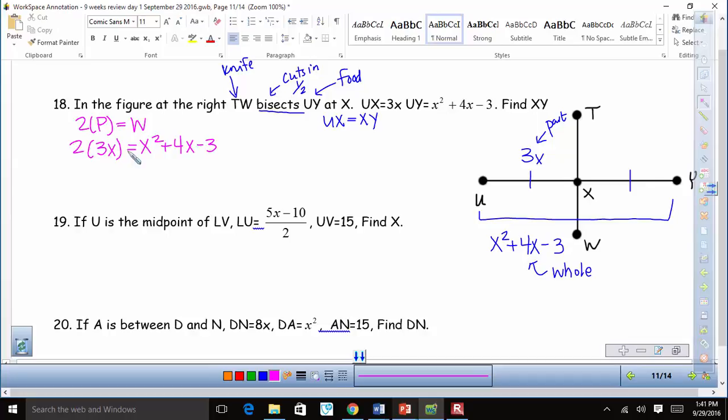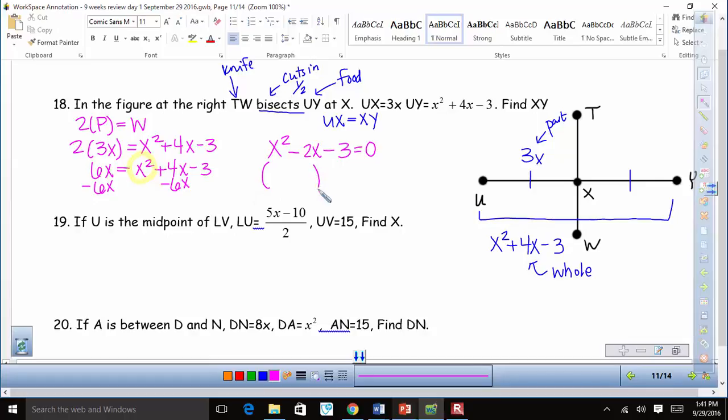The first thing I want to do is multiply 2 times 3x, which gives me 6x. We're going to bring down x squared plus 4x minus 3. What should be going off in your head? There should be signals going off. We have an x squared, which means we have to factor. So what are we moving here? I'm going to subtract 6x from both sides, and that's going to give me x squared minus 2x minus 3.